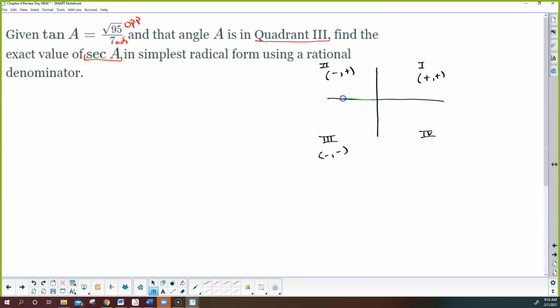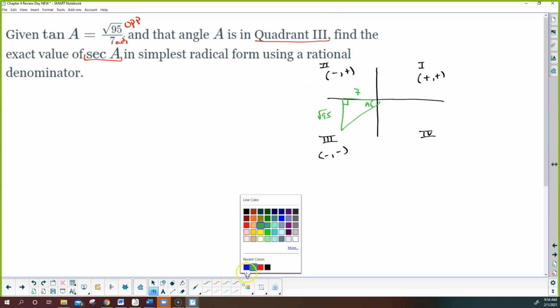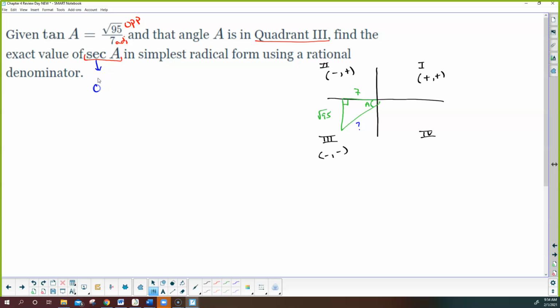So, what if I just drew a rough triangle? This doesn't have to be perfect, but I know I'm in this quadrant, and here's angle A. And according to tangent ratio, the opposite side is square root of 95, the adjacent side is 7. So what I need to do then is use the Pythagorean theorem to find the hypotenuse, and then I want to find secant. So I'm thinking, wait a minute, secant is the reciprocal of cosine. Right, so I think of it as 1 over cosine.